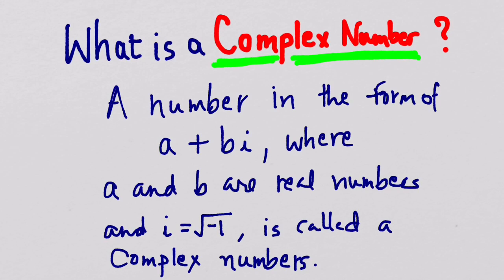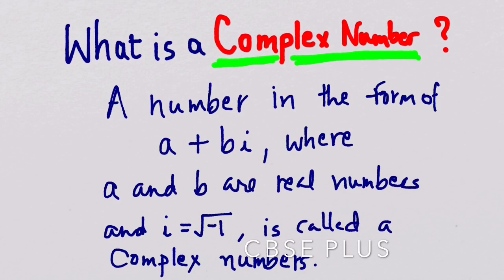Now a and b are real numbers. I hope you know about the real numbers. Just to recapitulate, the real number family includes both rational and irrational numbers. So any rational number or any irrational number can be replaced by a and b here. And iota, or i, is one imaginary unit which has the value under root of -1. When a number is written in this form a plus b iota, we call it a complex number.